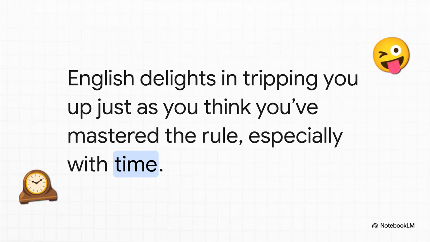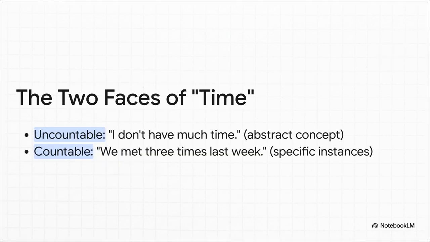But if there's one word that is the absolute master of this double agent game, it has got to be time. Think about it. When you're talking about time as this big, flowing, abstract concept, it's uncountable. Like when you say, I don't have much time. But the moment you start chopping it up into specific instances or occasions, bam, it becomes countable. We saw that movie 3 times.